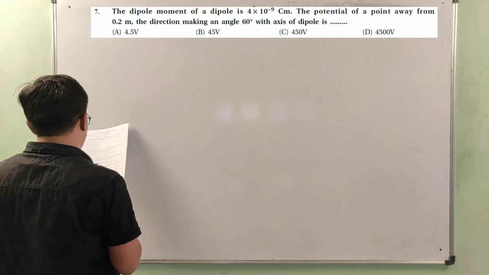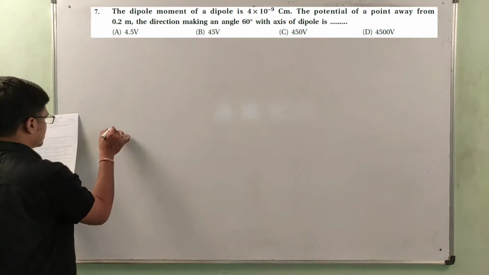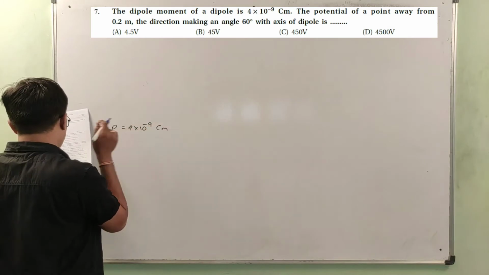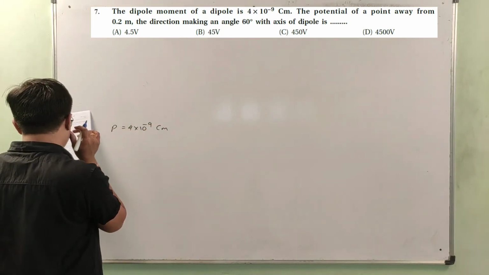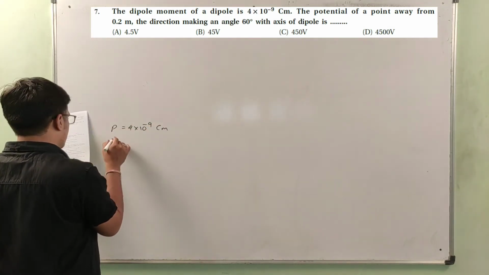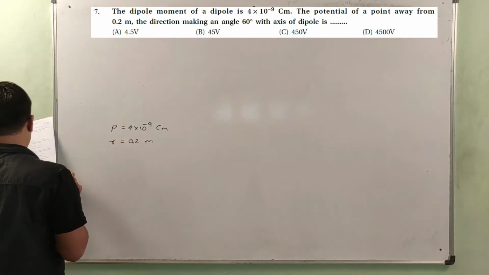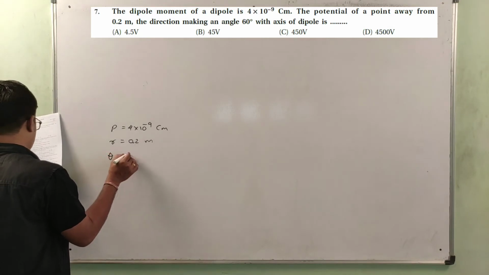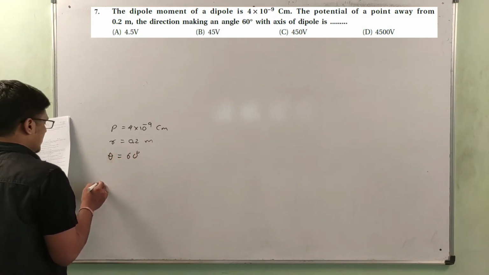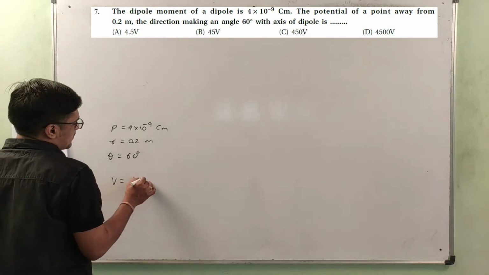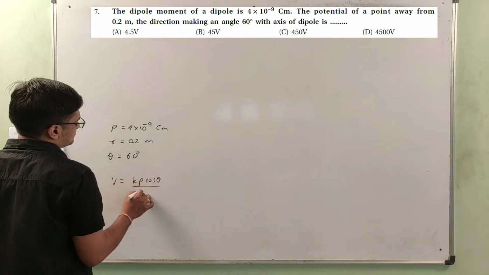Seventh question. The dipole moment P is equal to 4 into 10 power minus 9 coulomb meter. The potential at a point, the distance of the point R is 0.2 meter. The direction making an angle 60 degree with the axis of dipole. The potential due to a dipole is K P cos theta by R square.